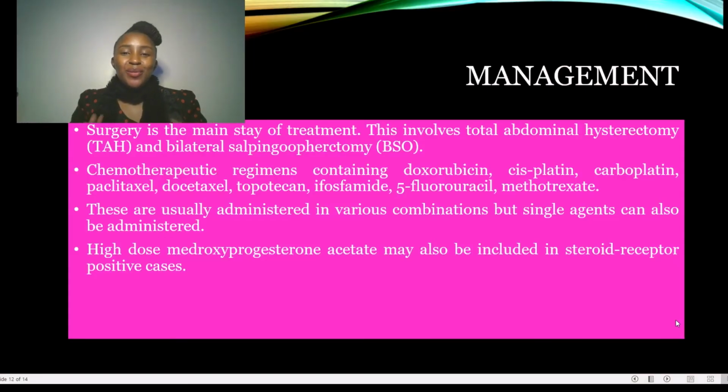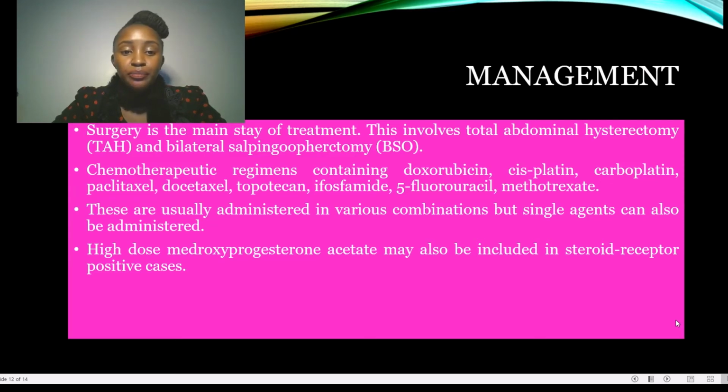When it comes to the management, surgery is the mainstay of treatment. This involves total abdominal hysterectomy or TAH and bilateral salpingo-oophorectomy or BSO. Chemotherapeutic regimens containing doxorubicin, cisplatin, carboplatin, paclitaxel, docetaxel, topotecan, ifosfamide, 5-fluorouracil, and methotrexate are mainly administered. These are usually administered in various combinations, but single agents can also be used.